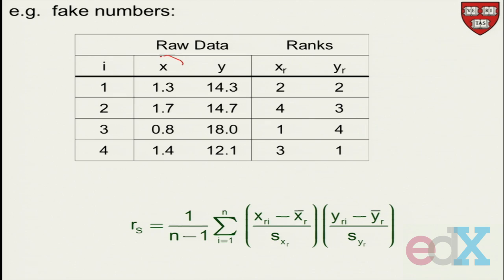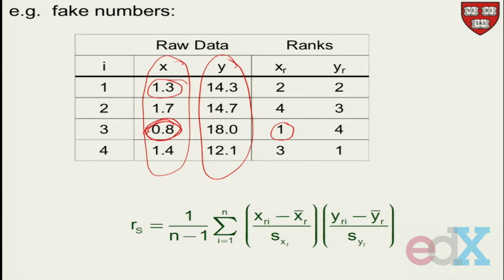Okay, so let's go back to Spearman. What Spearman said was, rank the data. So I've made up four fake numbers here. Here are the x's and the associated y's with those x's, so you've got four people. Now let me rank these x's. The 0.8 is the smallest x, so it gets rank 1. Then 1.3 is the next larger, and it gets rank 2. Then 1.4 is the next largest, and it gets rank 3. And then the 1.7 is the largest, and it gets rank 4.